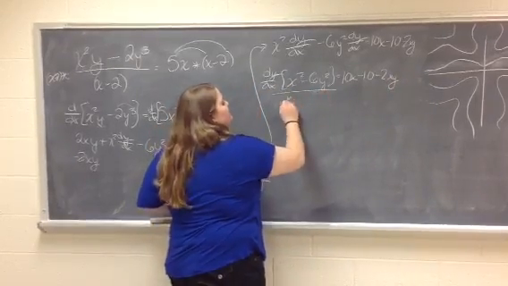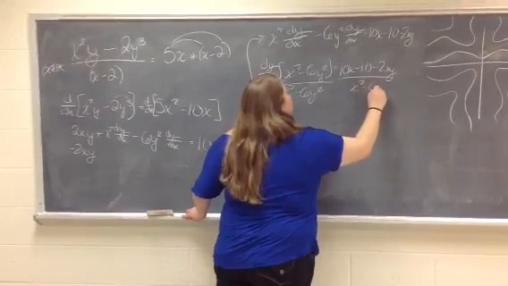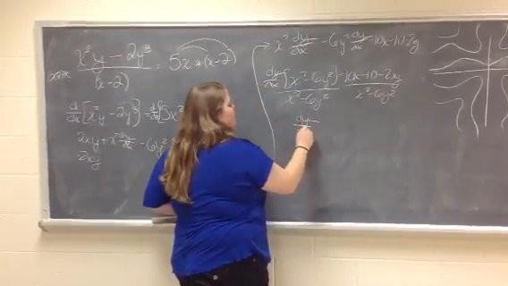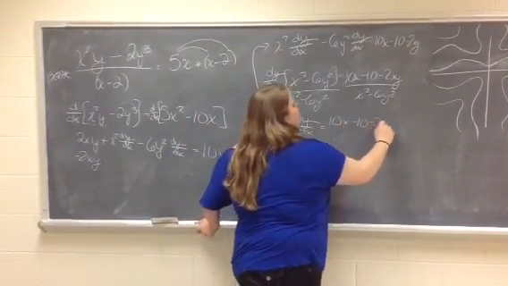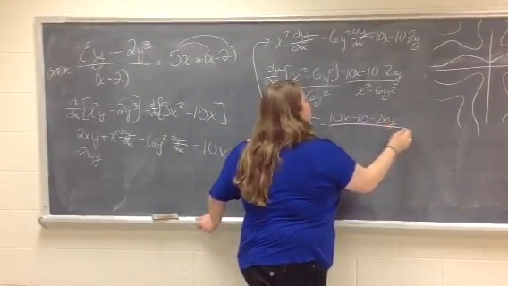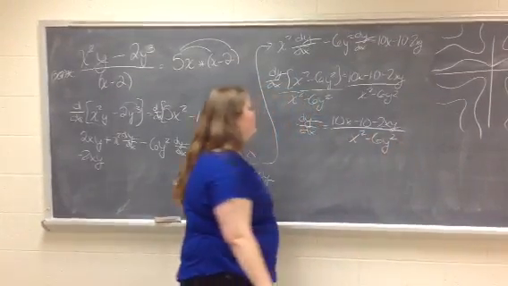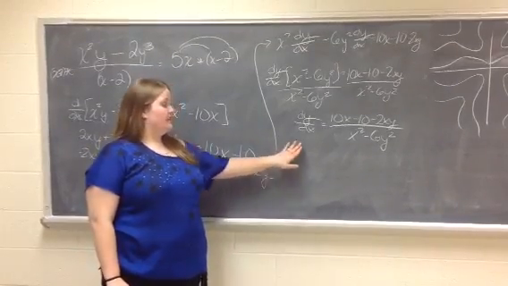And we'll divide. To get that dy/dx is equal to 10x minus 10 minus 2xy over the quantity x squared minus 6y squared. There we are. Since we have no points to plug in for a tangent line, we simply leave it as this.